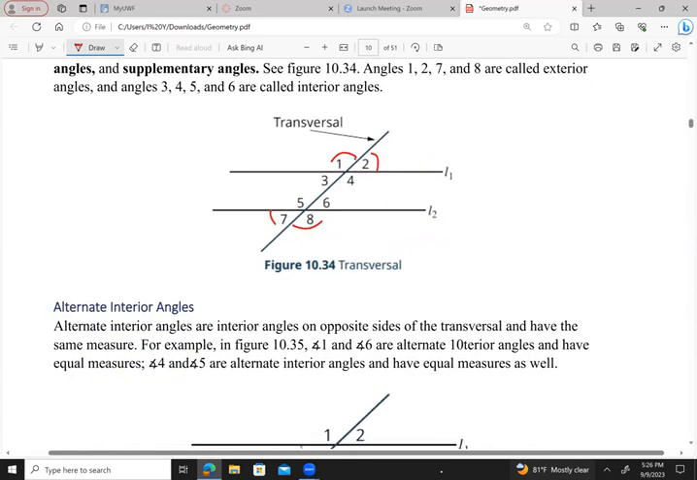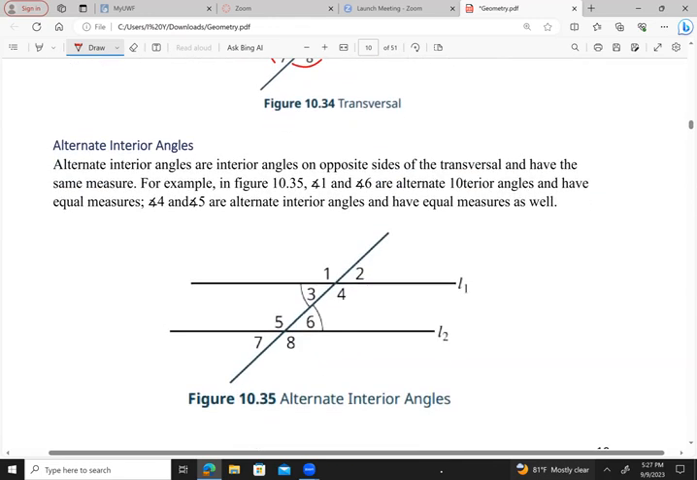So first concept we deal with here, alternate interior angles are interior angles on opposite sides of the transversal and have the same measure. For example, in the figure here, angle 1 and angle 6 are alternate interior angles and have equal measures. 4 and 5 are alternate interior angles and have equal measures as well.